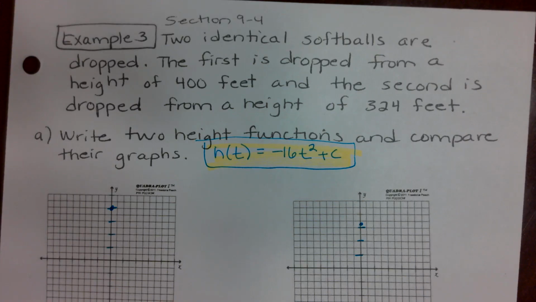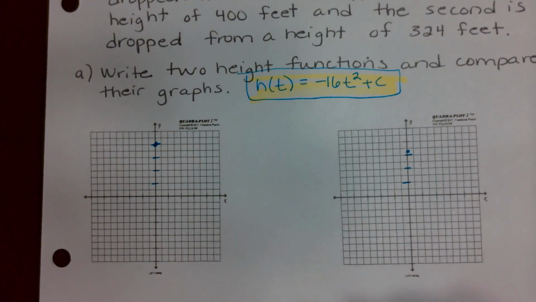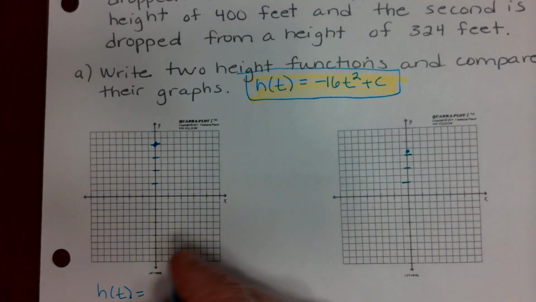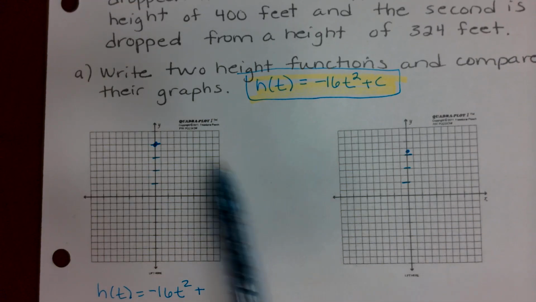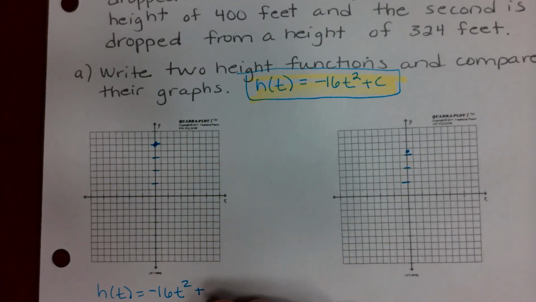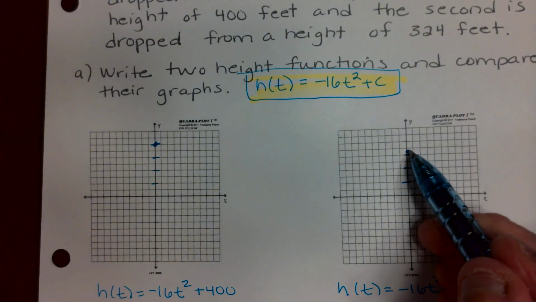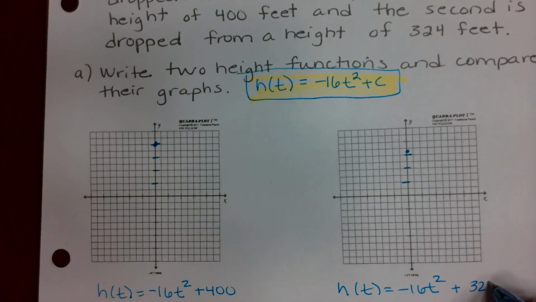Okay, so it says write 2 height functions and compare their graphs. So let's write them out. h of t equals, and it's going to follow again this format. That's why you needed that. -16t squared, and then plus the intercept, which we said was the 400. And then this one's going to be h of t equals -16t squared plus 324.